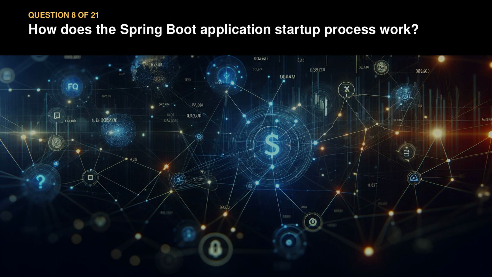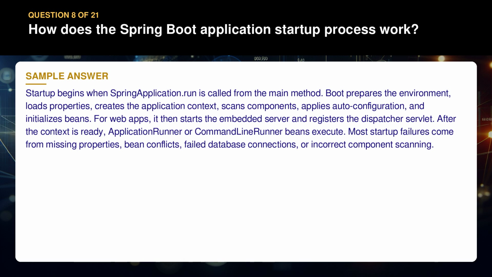Question 8. How does the Spring Boot application startup process work? Startup begins when SpringApplication.run is called from the main method. Boot prepares the environment, loads properties, creates the application context, scans components, applies auto-configuration, and initializes beans. For web apps, it then starts the embedded server and registers the dispatcher servlet.